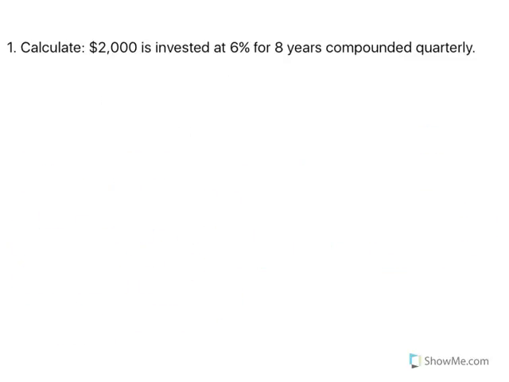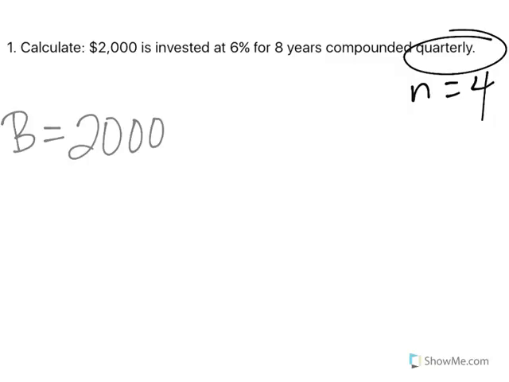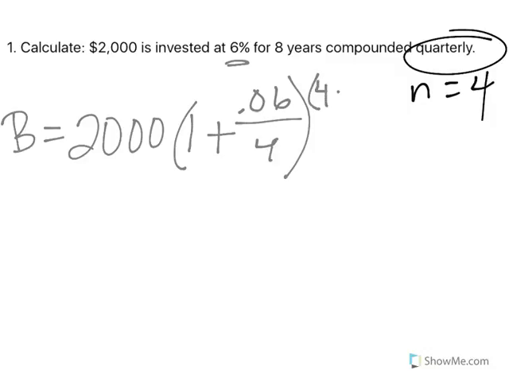Let's do some of these. Let's say $2,000 is invested at 6% for 8 years compounded quarterly. Quarterly, that means N is 4. So, balance is principal times 1 plus the rate, 6% divided by N, raised to the N times T, 8 years. Notice that I put my exponent in parentheses, because if you just put 4 times 8 in your calculator without the parentheses, it's only going to take the 4 as the exponent. It's going to multiply the whole thing by 8. It's really going to jack you up.